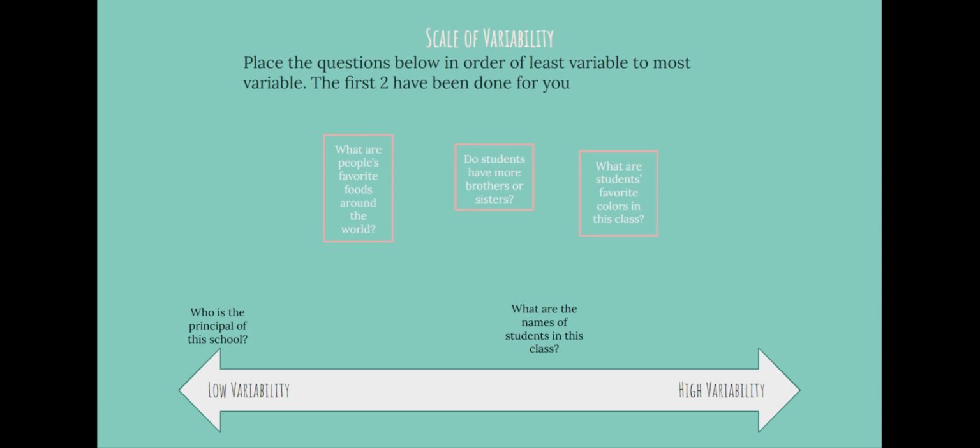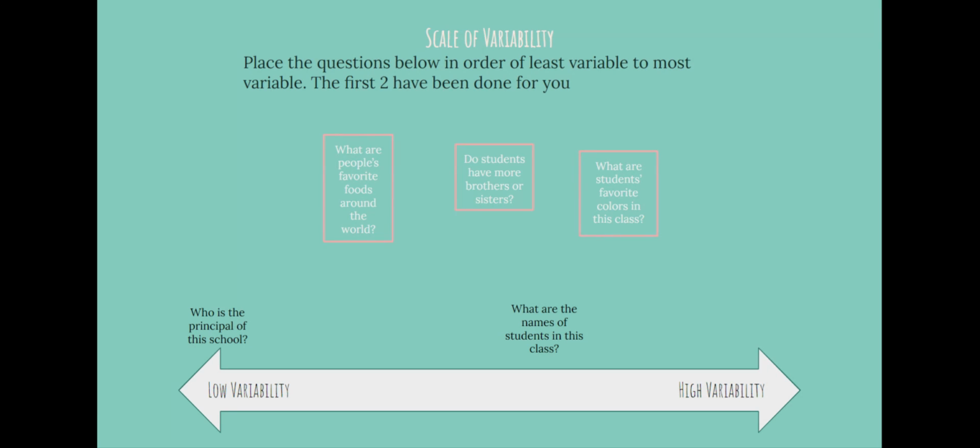Now, on this page, we have the scale of variability. If you look at that arrow at the bottom, to the left we have low variability, and to the far right we have high variability. On the very far left, with that low variability, we have who is the principal of the school. Like I said, that's as low variable as you can get. It only has one answer. And then just to the right of center, we have what are the names of students in this class. So like I said, this is a pretty high variable question, but it's probably not the highest variability. We could probably ask another question, like what are the names of students in this school? That's going to be a higher variable.